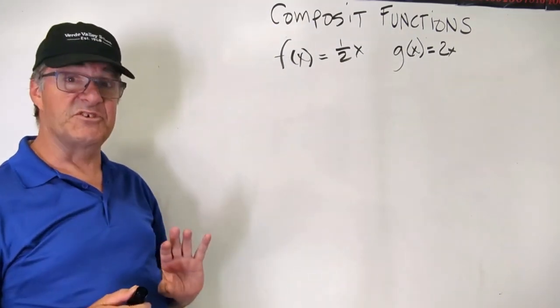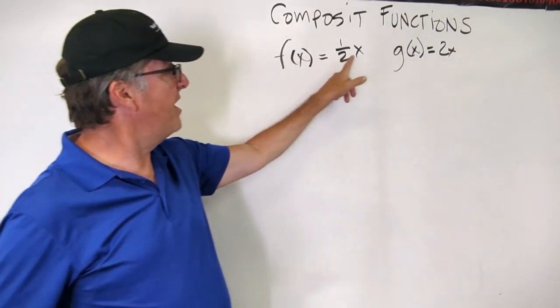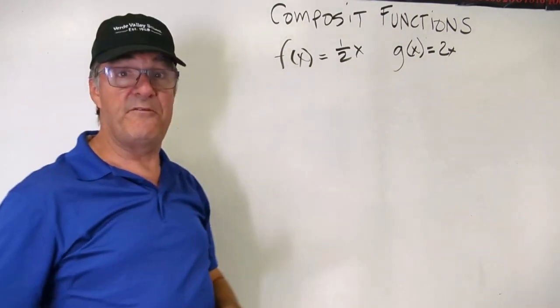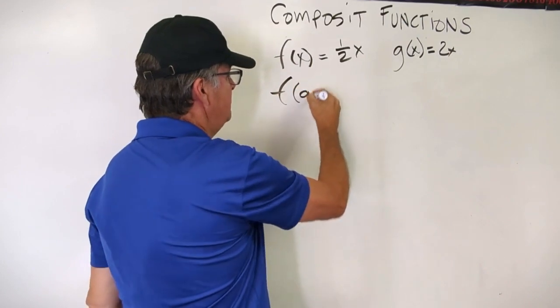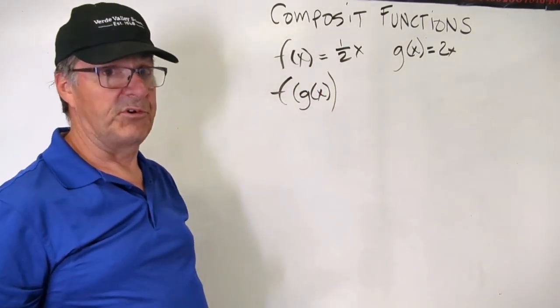This is kind of an interesting setup, so I want you to do this one. Here's my f of x, 1/2 x. Here's my g of x, it's 2x. So I want you to find f of g of x. So go ahead and pause the video and do that. I think you have enough that you can do this one pretty quick.